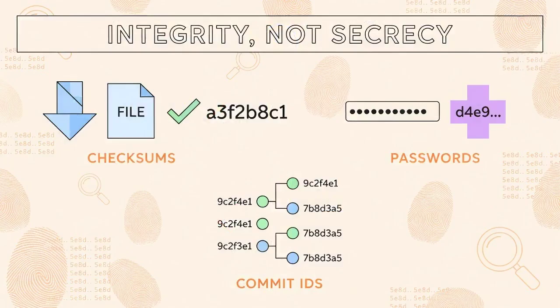Hashing is for integrity and fingerprinting. Checksums detect whether a downloaded file was corrupted. Passwords are stored as digests, never in plaintext. Git commit IDs are hashes of the change set. The use case is verification, not secrecy.